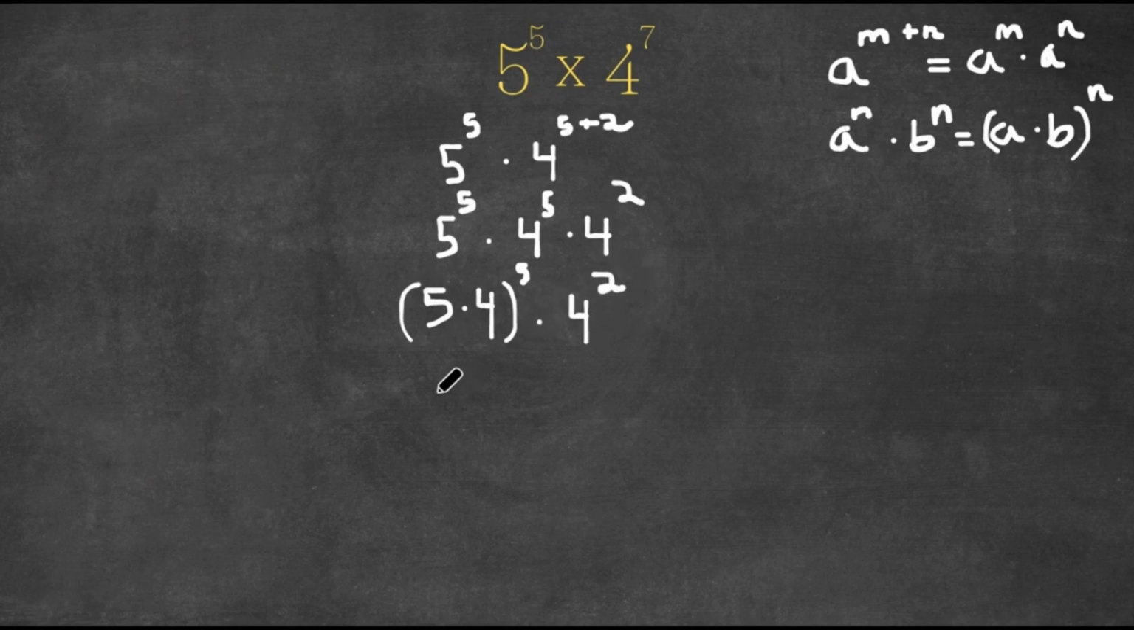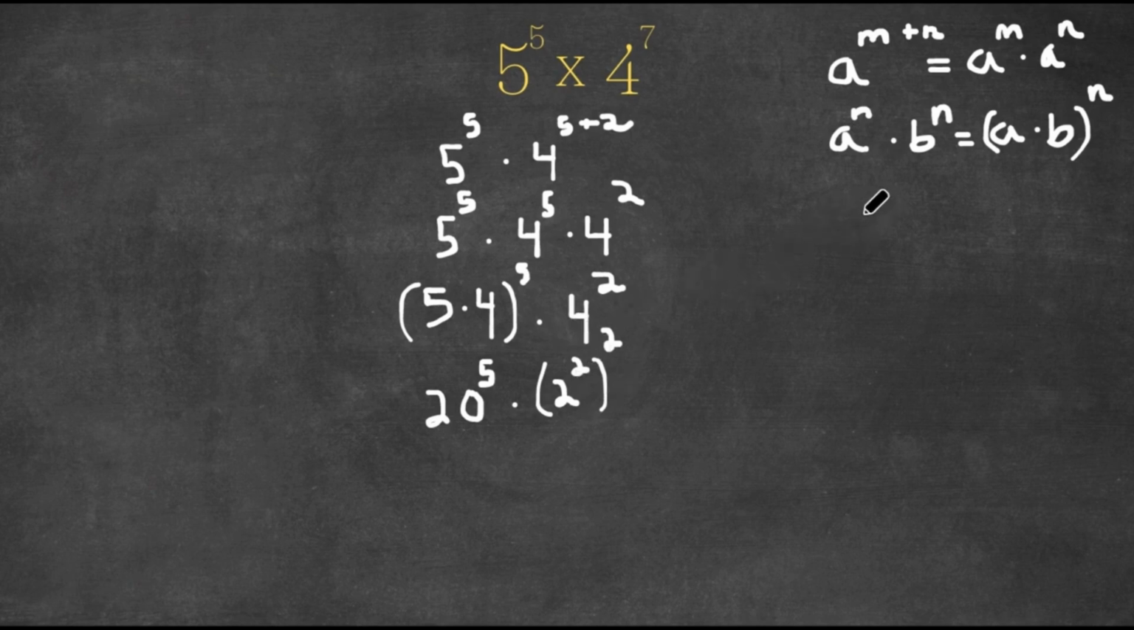Now 5 times 4 is 20. So now we have 20 to the power of 5 times 4 squared. Well, 4 is the same thing as 2 to the power of 2. So we have 2 to the power of 2 to the power of 2. So now we have 20 to the power of 5 times 2 to the power of 2 to the power of 2.